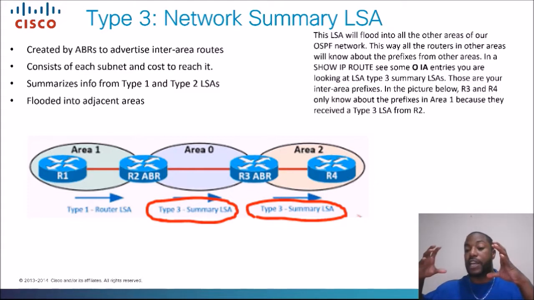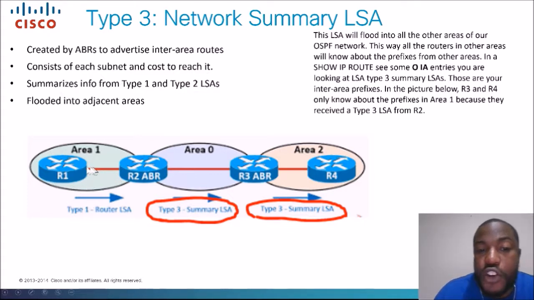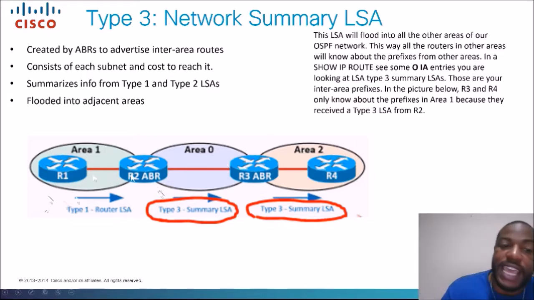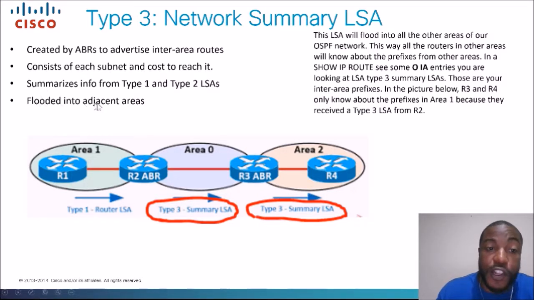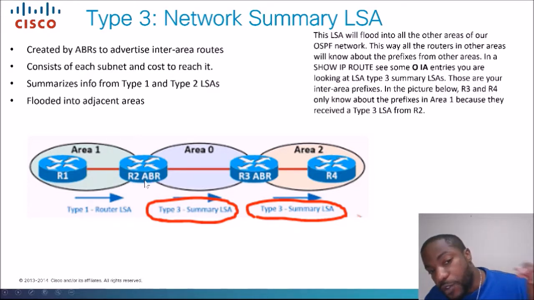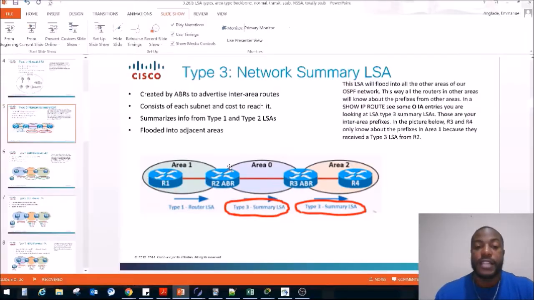Intra are routes that are originated from that area, and it consists of each subnet to reach it. It summarizes info from type 1 and type 2s. Why? Because type 1s and type 2s don't go into other areas, right? They stay within the area. Remember, we said that right here. Type 2, flooded within the area. Type 1, flooded only within the area. Type 1 goes to the ABR, and then the ABR passes it along to the other ABRs, and that's how the type 3s are generated. So that answers that question.